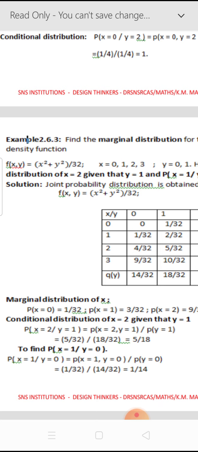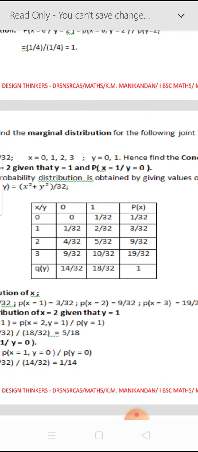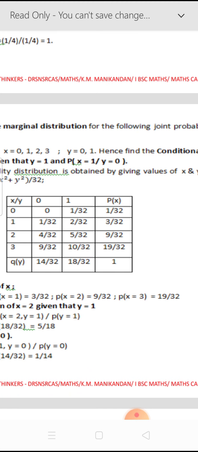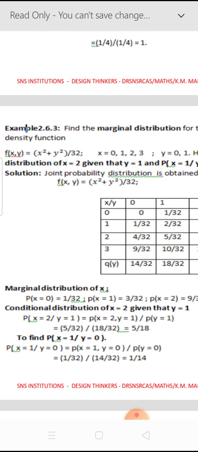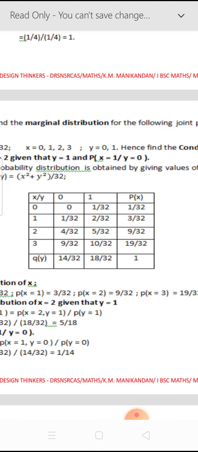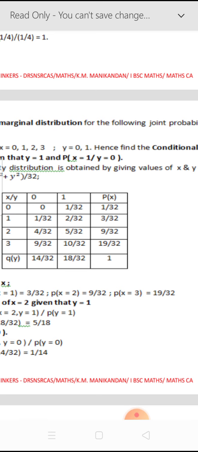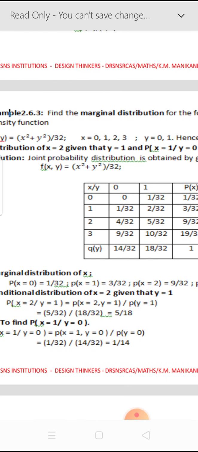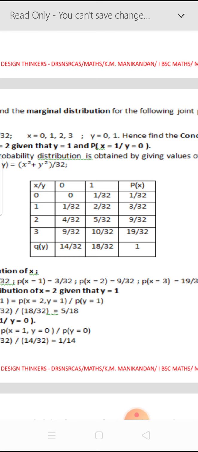Next we see another example. Find the marginal distribution for the following joint probability density function: f of x comma y equal to x square plus y square divided by 32. X takes the values 0, 1, 2, 3 and y equal to 0, 1. Hence, find the conditional distribution of x equal to 2 given that y equal to 1, and the conditional distribution of probability of x equal to 1 given that y equal to 0.